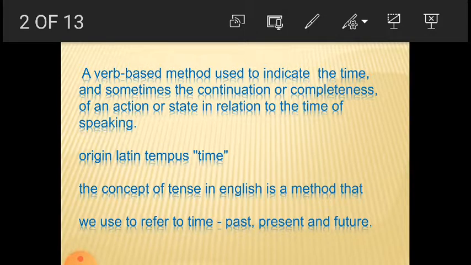So in short, whenever we are talking about a verb that talks about an action that has taken place in past or is in continuation in the present time or is going to take place in the future, then it is termed as tense.